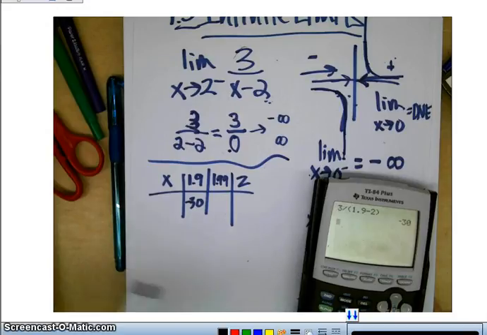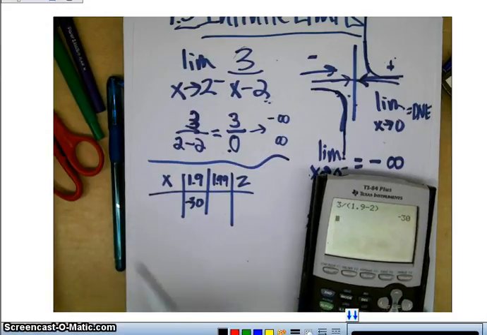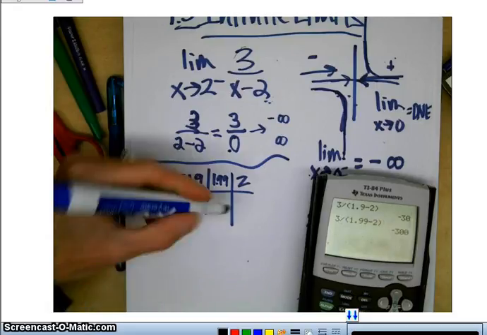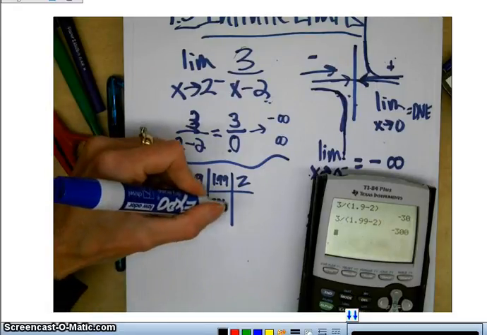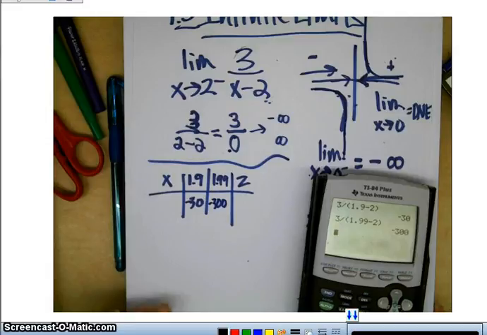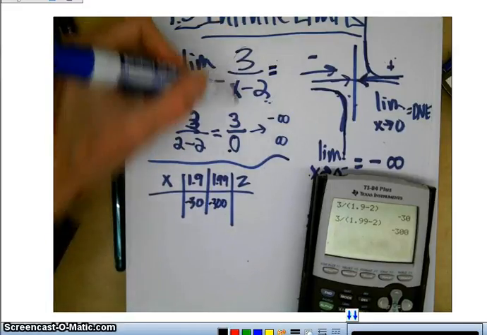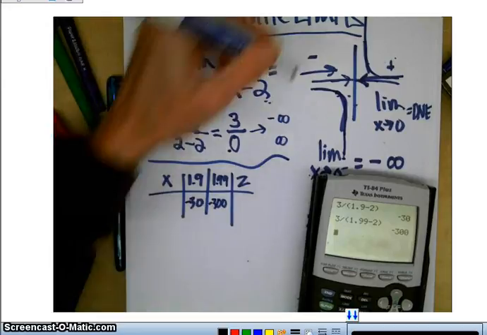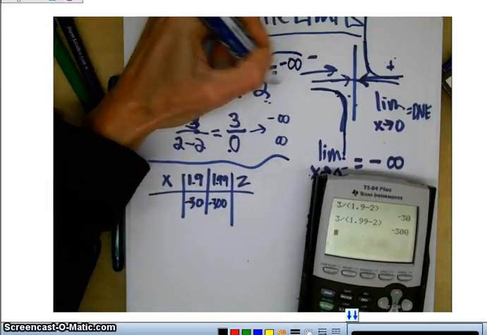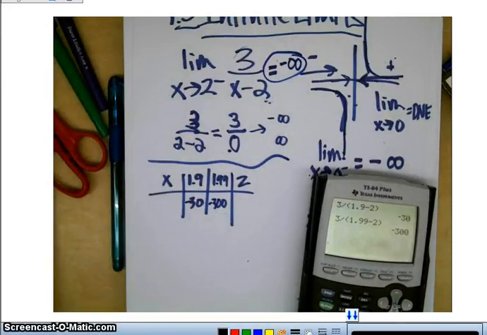So now I'm going to type in 3 divided by, begin parentheses, 1.99 minus 2, end parentheses, and that's negative 300. Yeah, it did get a whole lot smaller. So what would be the limit as x goes to 2 from the negative of that whole thing? It would be negative infinity. Okay? That really is going to be the easiest way for you to find the limits.